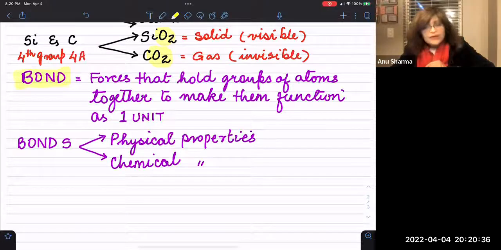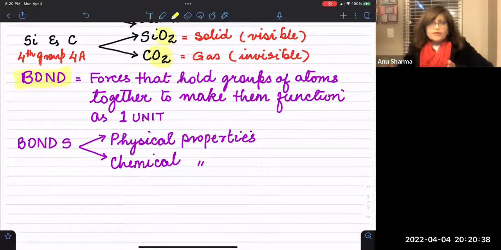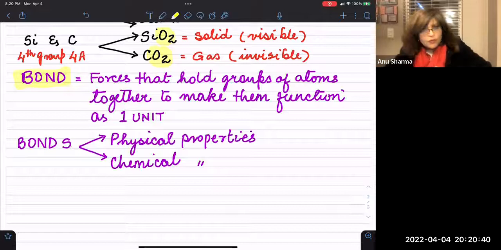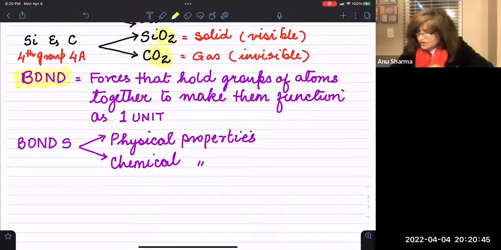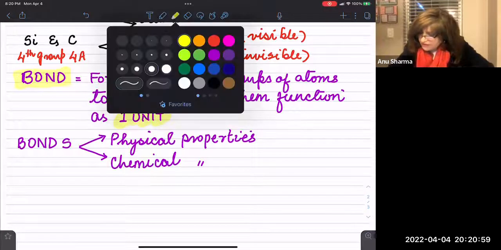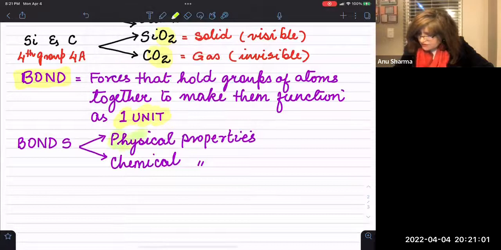Okay, now what is a bond? How do you define a bond? A bond is a force that holds a group of atoms together to make them function as one unit. It could be like one molecule or even like a crystalline arrangement. Next, these are the bonds that are responsible for the physical and the chemical characteristics of the substances.